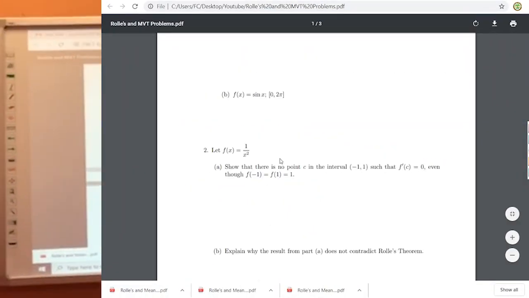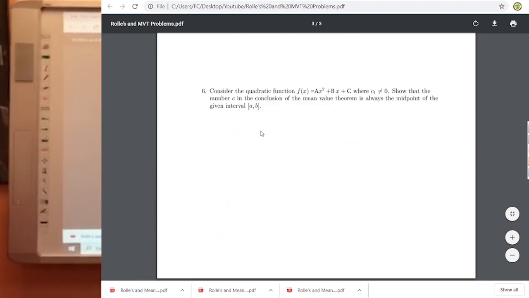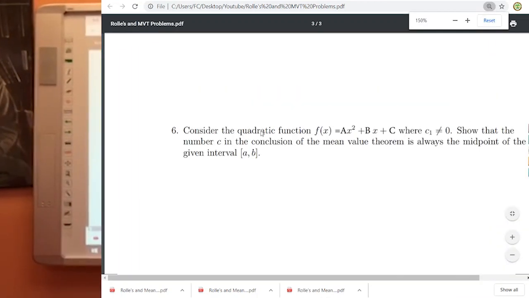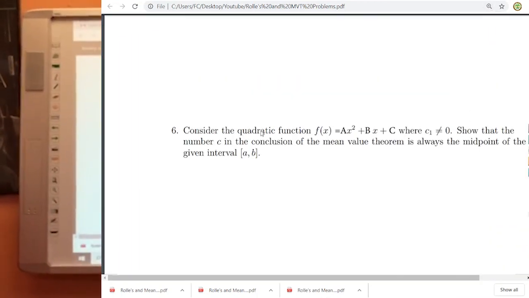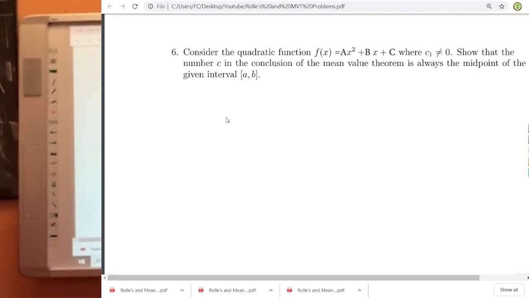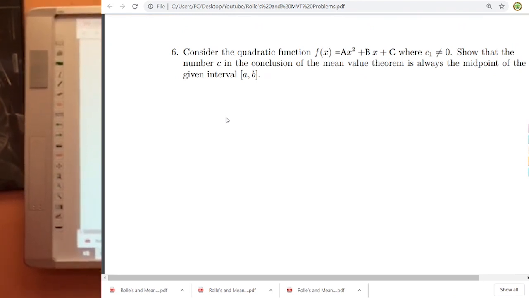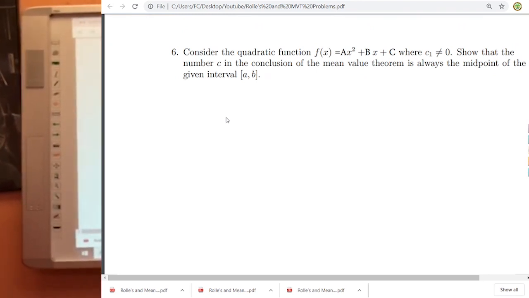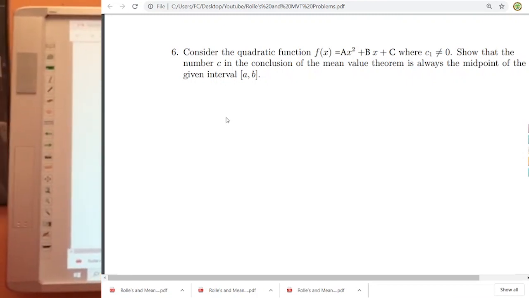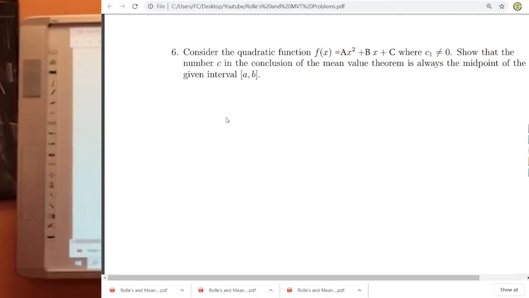The last question we're going to do. Look, Ismail, what's this question? Read it. Consider the quadratic function f of x equals ax squared plus bx plus c, where a can't be 0. Show that the number c in the conclusion of the mean value theorem is always the midpoint of a given interval. Let me open it in a different file, because we can't write on this.